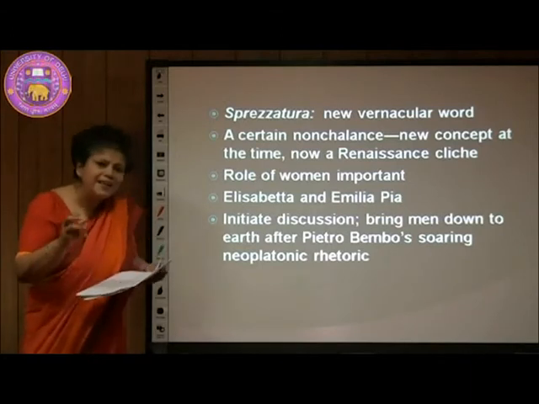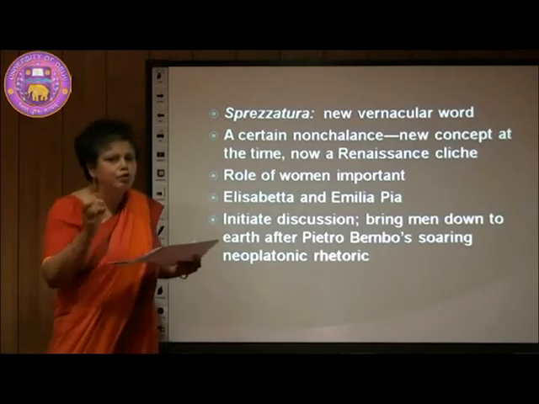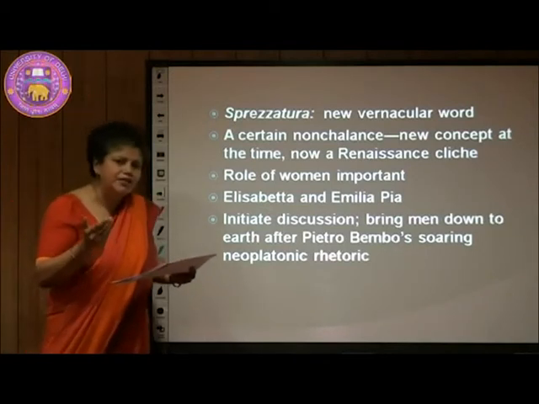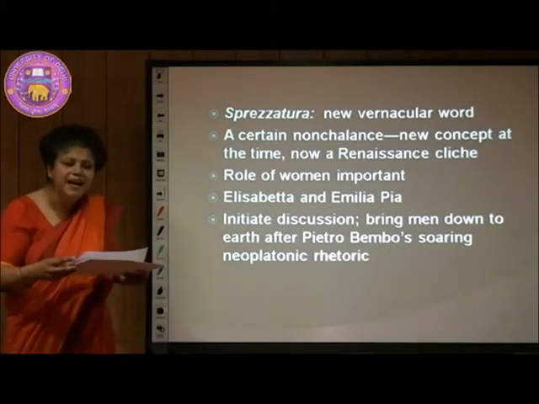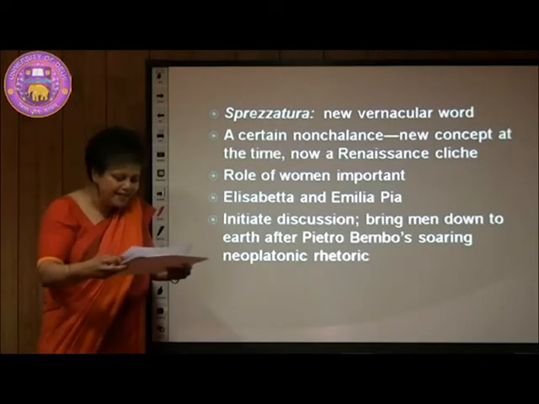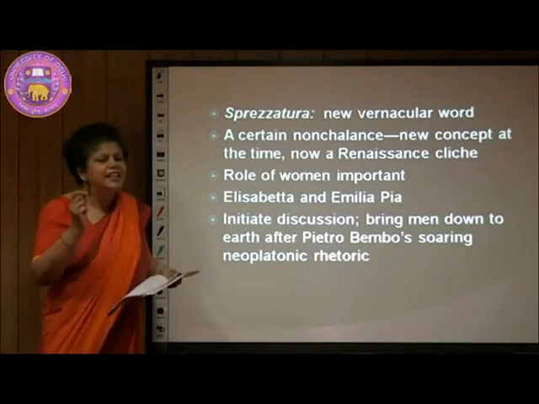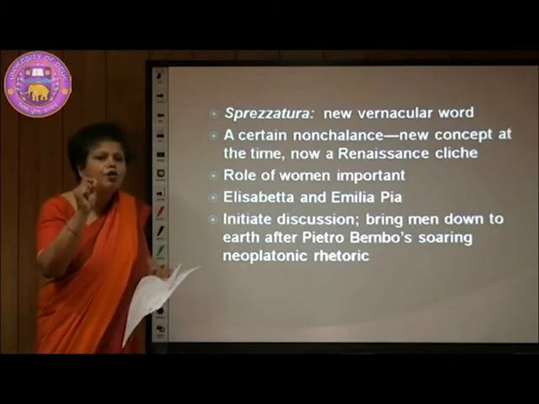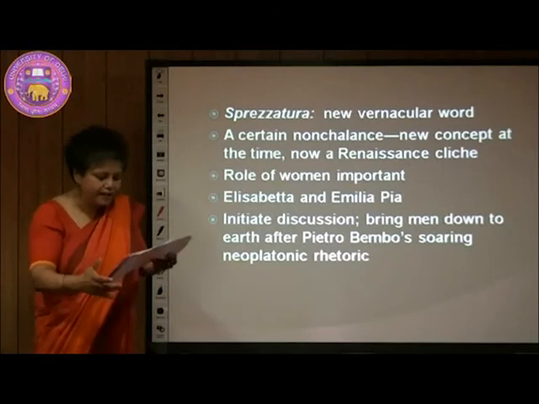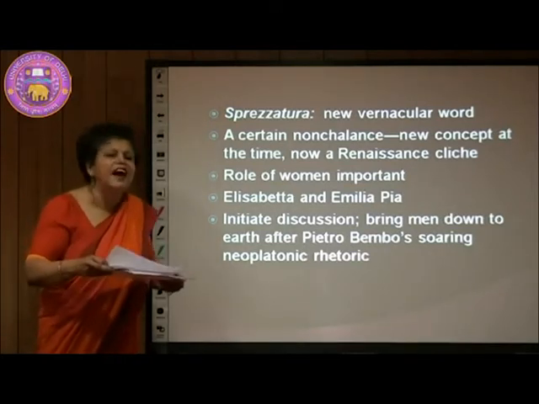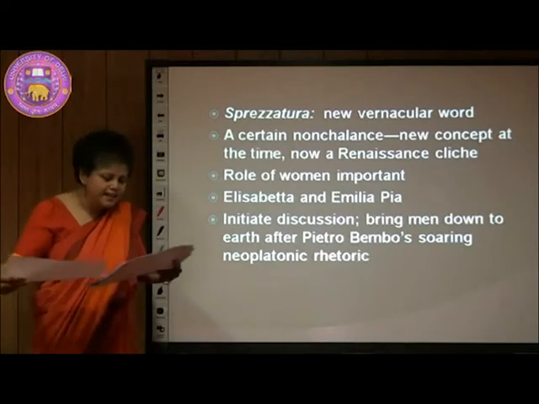The role of women in the courtier is very, very important. Crucial characters in the courtier are Elisabetta Gonzaga, the Countess, and Emilia Pia, her close relative. These are the women who initiate the discussion. These are the women who prick the balloon of male rhetoric. Like when Pietro Bembo perorates on love, Emilia Pia cracks a joke and brings everybody down to earth.